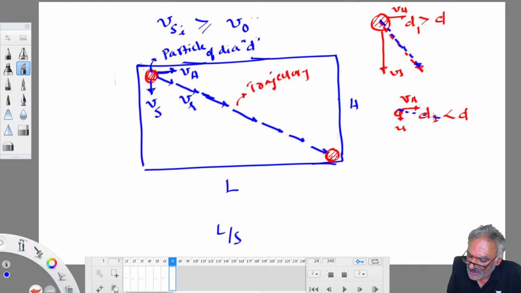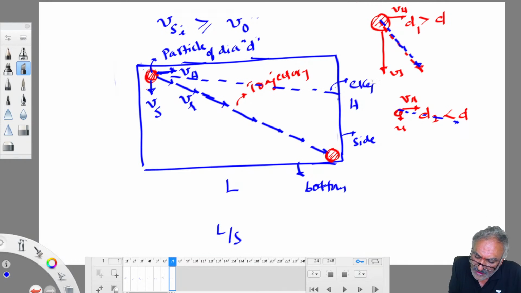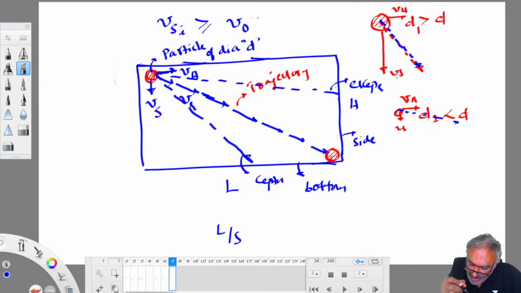If you see the trajectory of the particle motion for this particle, this will hit the bottom. The particles whose trajectory hits the bottom of the sedimentation tank will be captured. Particles whose trajectory hits the side of the sedimentation tank, somewhere here, escape. So what we require is capture. Any particle whose trajectory hits the side escapes, and particles whose trajectory hits the bottom are captured. Therefore, not all particles are captured 100%.